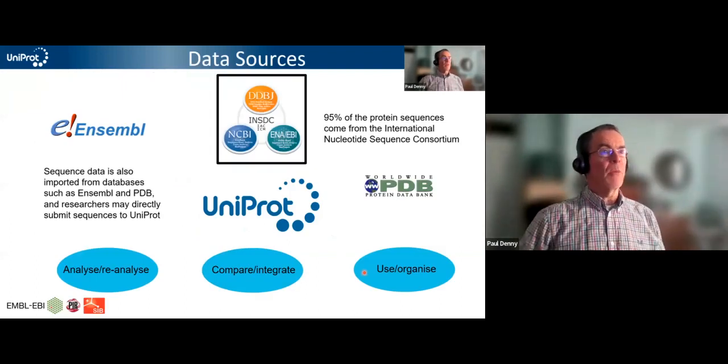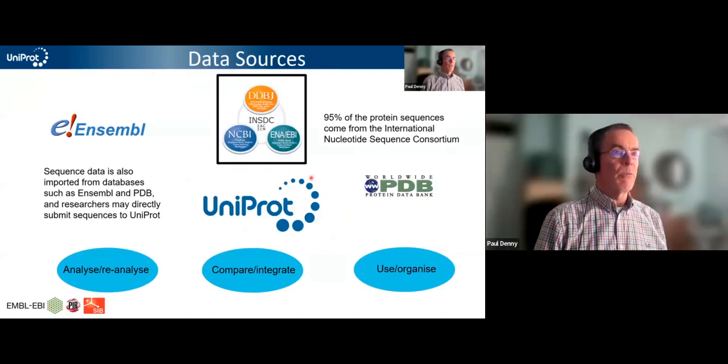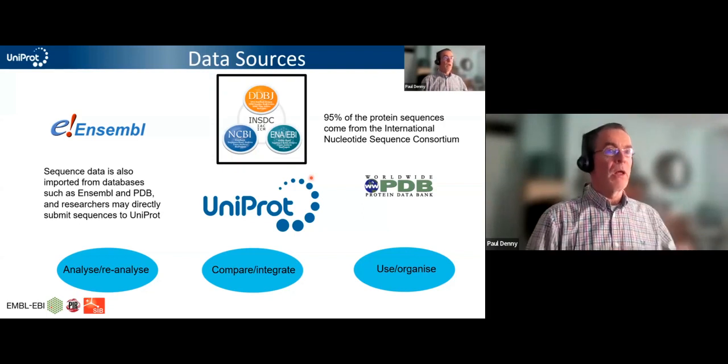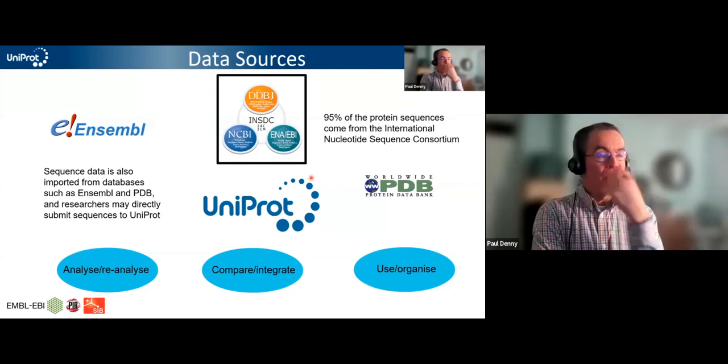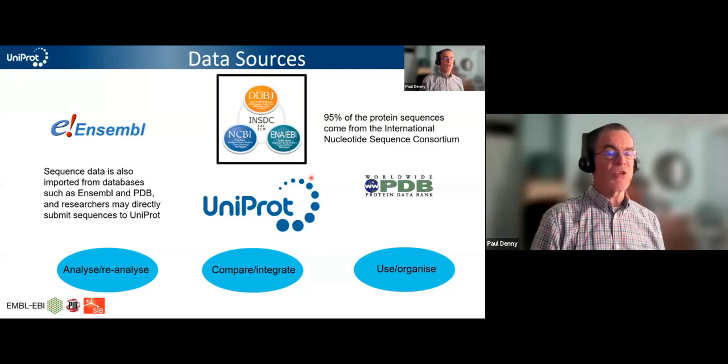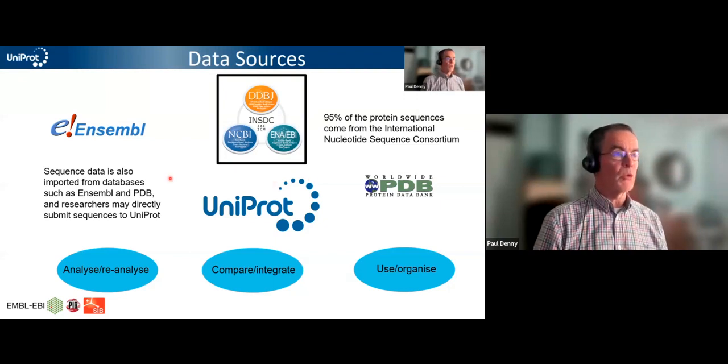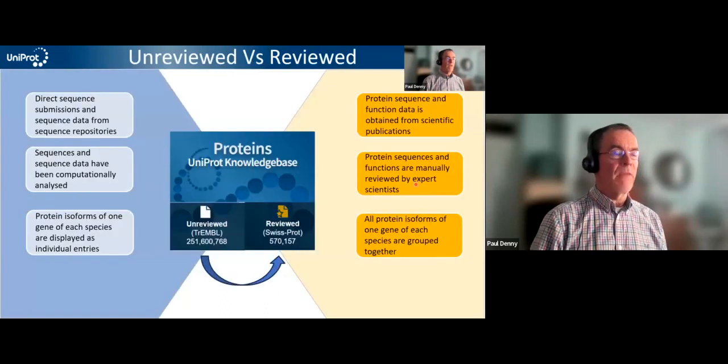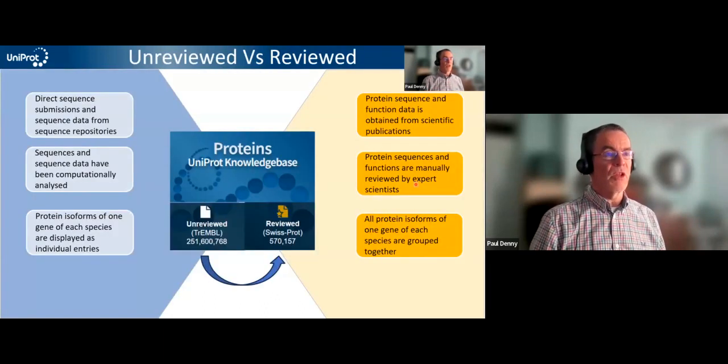Where does all our data come from in UniProt? Well, the majority comes directly from the International Sequence Consortium, but we also pull in data from Ensembl and PDB. And then once that data is in the knowledge base, we present it in two main ways. We have proteins which can fall into two groups. They're classed as unreviewed or reviewed.